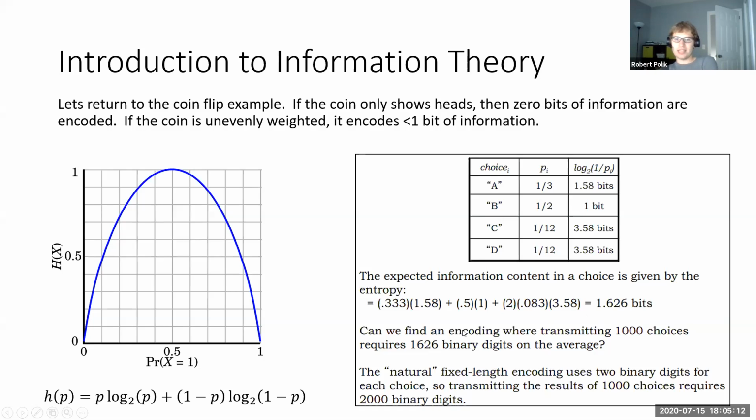And so what that's saying is, can we find a way to encode this where transmitting 1,000 letters requires only 1,626 binary digits on average? And then there's a little aside here. If we just do it the normal way, it'll take 2,000 binary digits. So if you think A can be transmitted 00, 01, 10, 11. Any guesses for how we can compress this data, if you will, how we can transmit this more efficiently?